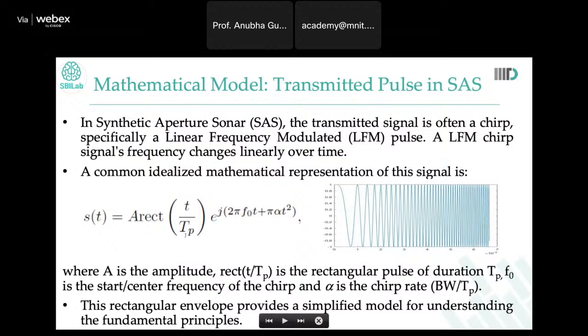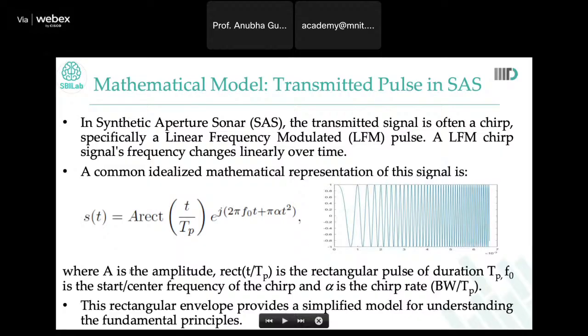Tp is the duration for which this LFM chirp or pulse is transmitted. That is why you have a rectangular signal, rect(t/Tp). A is the max amplitude, that is, it goes not from 1 to -1 but from A to -A; here in this diagram, A is equal to 1. Then you have e raised to the power j 2π, f0 is the center frequency, and then the frequency is increasing beyond this. So you can say f0 is the start frequency plus παt². This is how the frequency is increasing linearly with time.